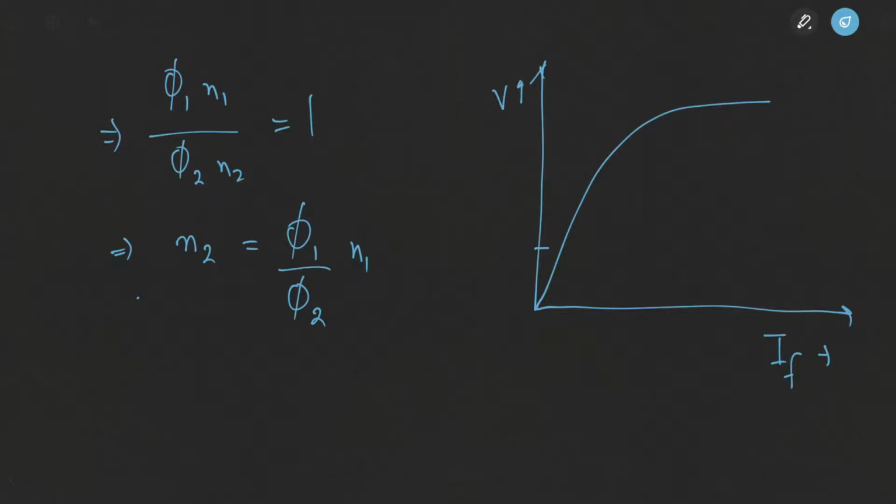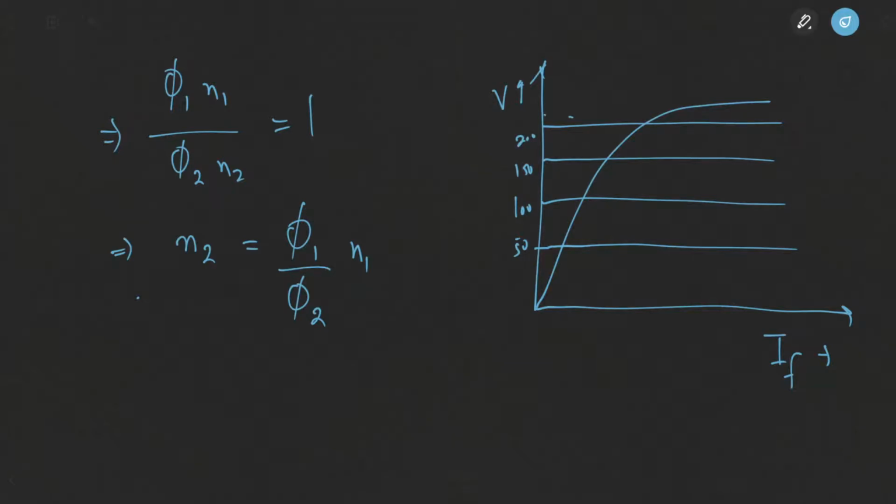Here the values are $50, $100, $150, $200, $233, and this is 1 ampere, 2 amperes, and so on.